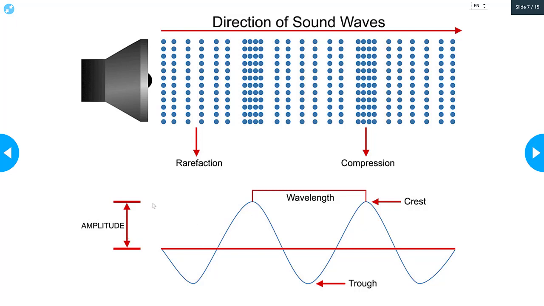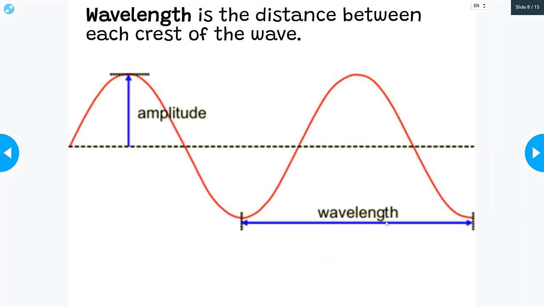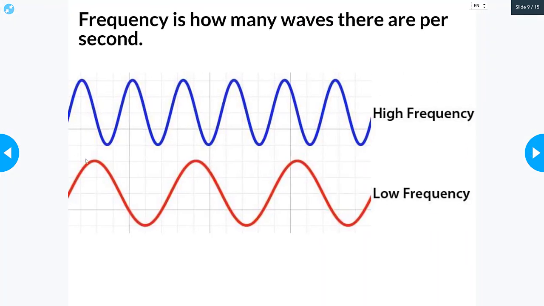We have different parts, different properties or characteristics. Let's take a closer look at each one. So what about wavelength? Wavelength is the distance between each crest. This is a crest, and this is a trough. Okay, look, we have two sound waves. If you'd like to compare these two waves, the blue one has a higher frequency because it has many repetitions, many waves per second, and the red one has a lower frequency.